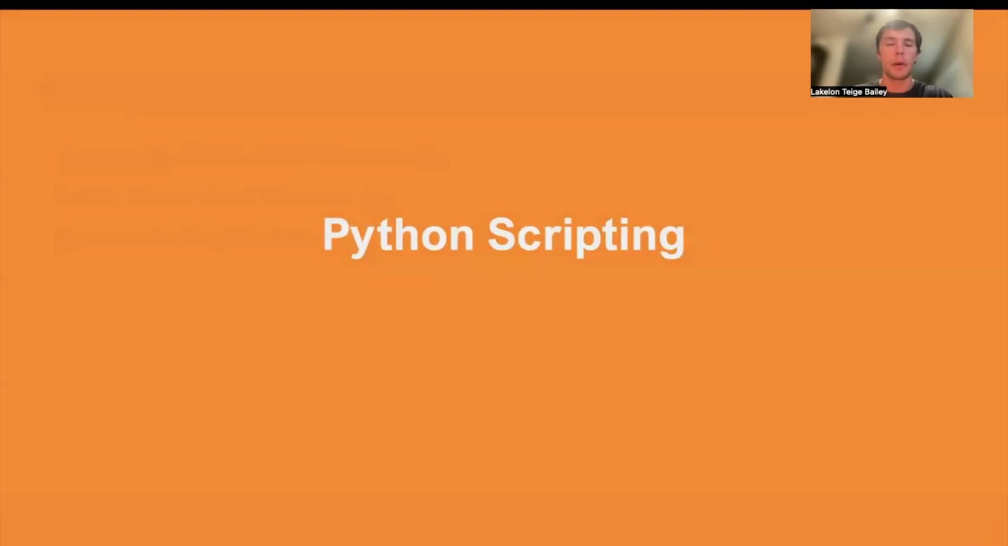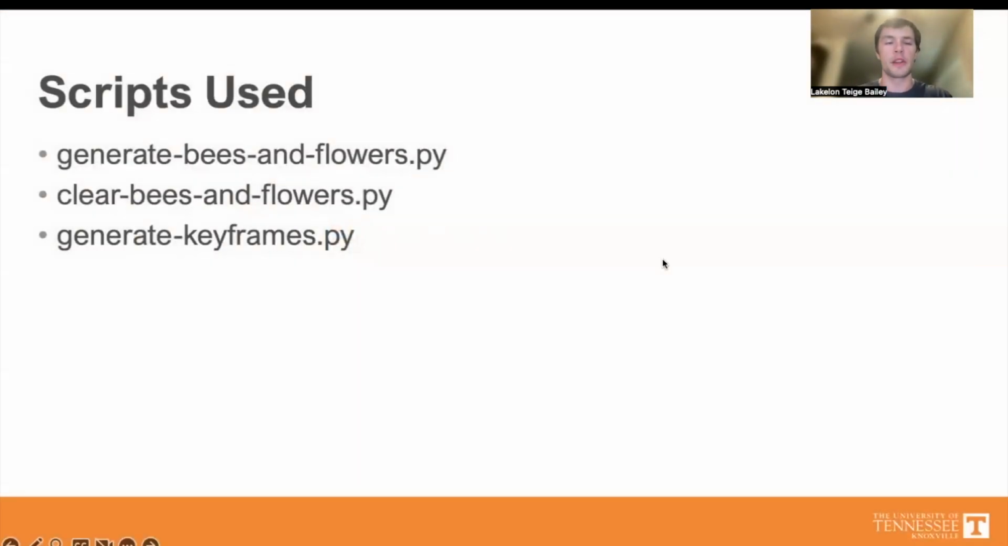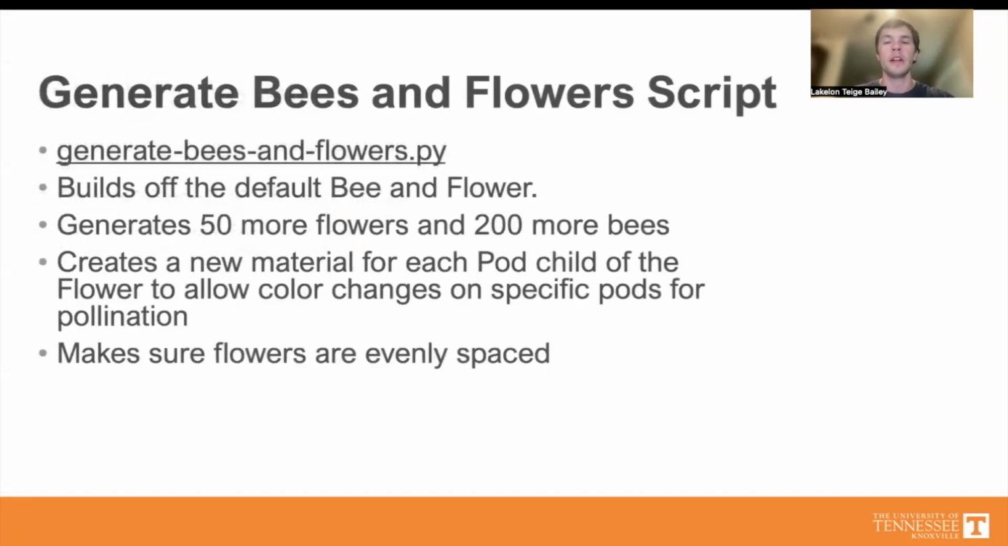So the way I use Python scripting. I use 3 scripts here: generate bees and flowers, clear bees and flowers, and generate keyframes. The generate bees and flowers script builds off of the default bee and flower. It generates 50 more flowers and 200 more bees, and it creates a new material for each pod child of the flower, which is the circular disc in between the petals, to allow color changes on specific pods for pollination. If all of the pods use the same material, then changing the color on one would change the color on all of them. So I had to create separate materials for each of them.